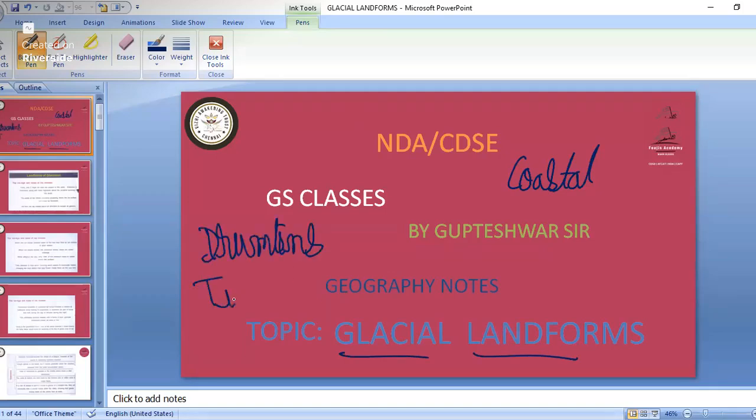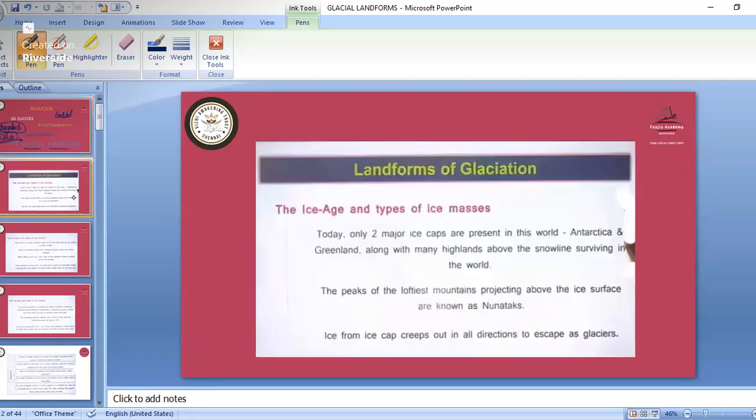Drumlins, like we were studying while studying about the evidence. There we were studying about the till. So this particular part is also a landform of the glacier. We'll be studying how the formation of drumlins happened, how till formation happens. In the glacial landforms, we'll be studying the erosional and the depositional landforms of the glacier.